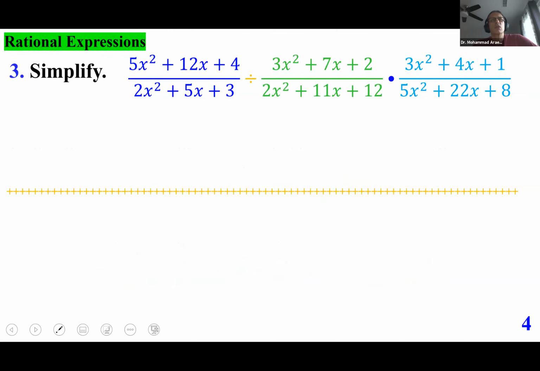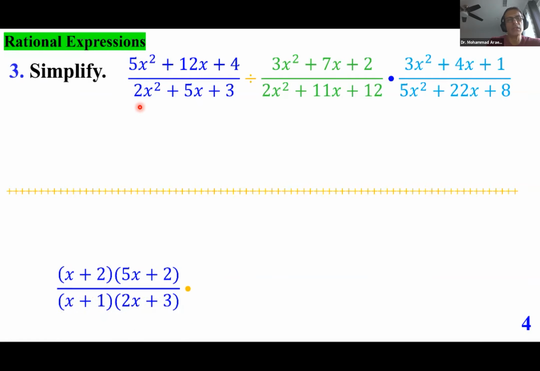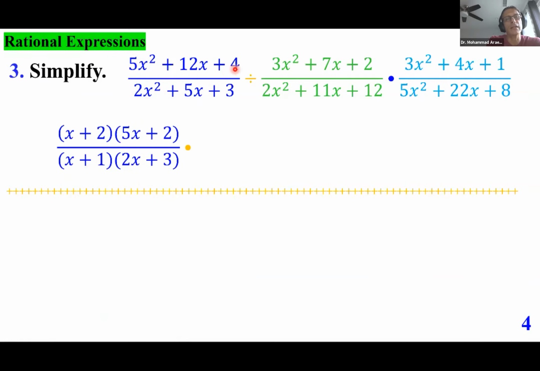To simplify this, we need to factor each and every one of them, starting with the first fraction. The top has to be factored out, and so the bottom. We've gone over the factoring when a is not 1. Since 5 is a prime number, it's just 1 and 5. And since 2 is a prime number, it's just 1 and 2. That makes it fairly easy. Pay attention to the fact that this is 4. So it's 1 and 4 or 2 and 2. Somehow we got to get the middle term of 12x. Notice 10x and 2x, they add up to 12x.